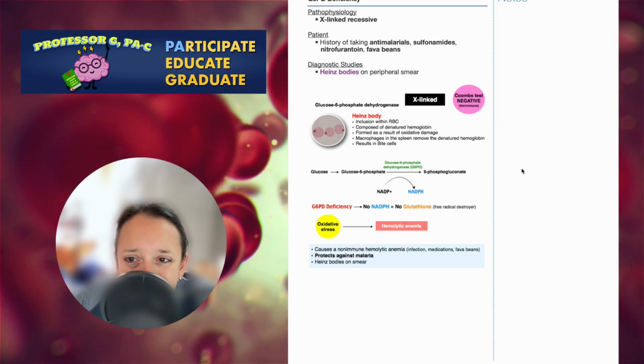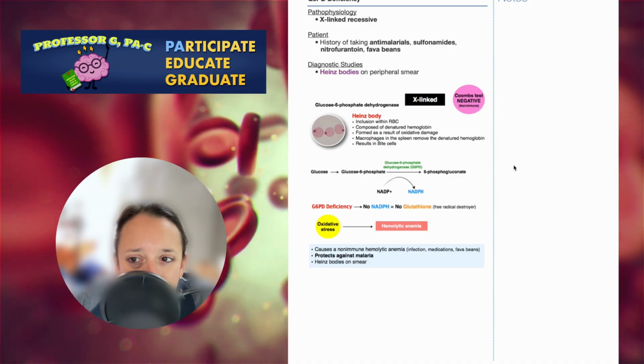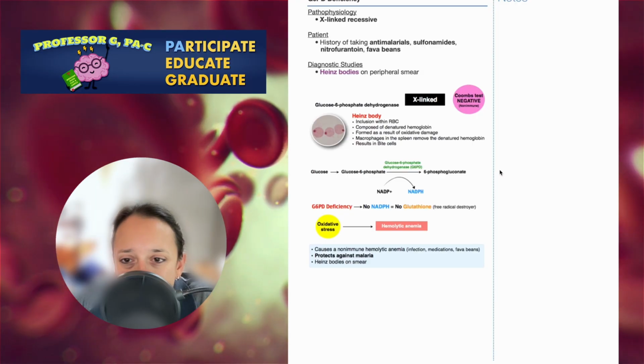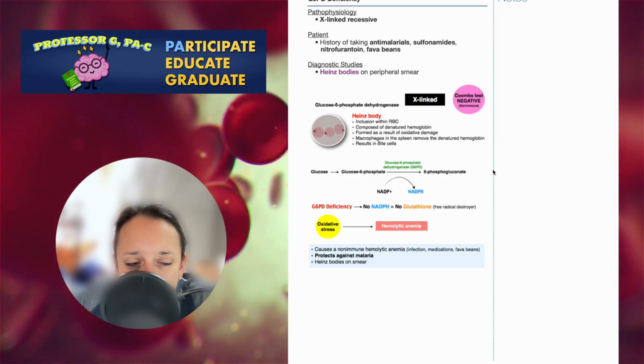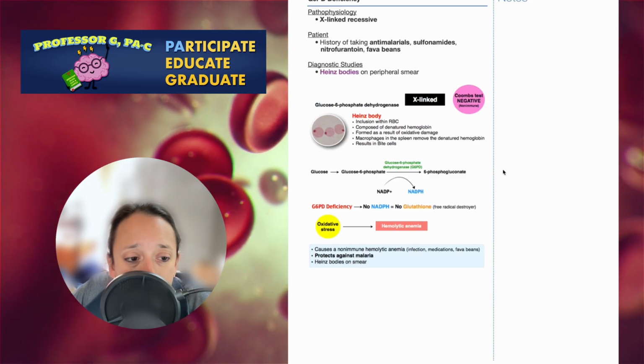As far as treatment, it's going to be supportive for the most part. The main priority is to remove the offending agent and allow the bone marrow to regenerate. In most cases, hemolysis itself is self-limited, but for severe anemia, we can consider blood transfusions.